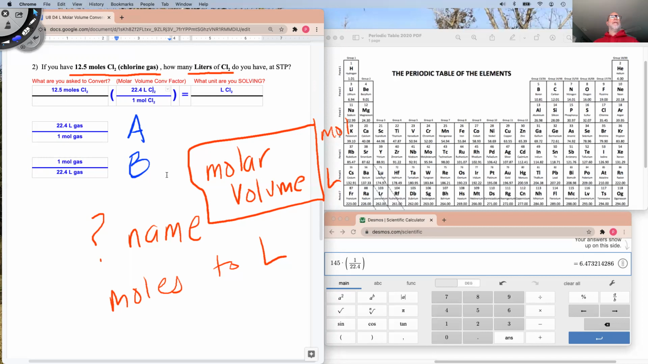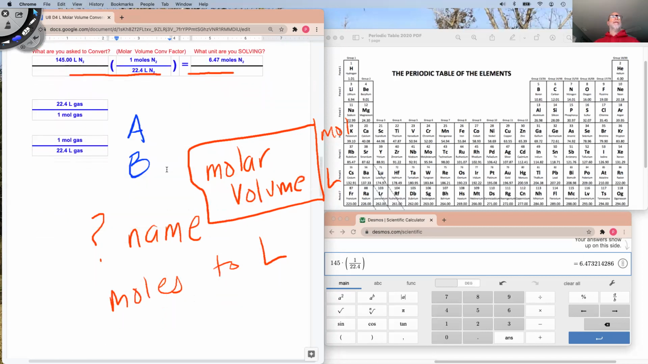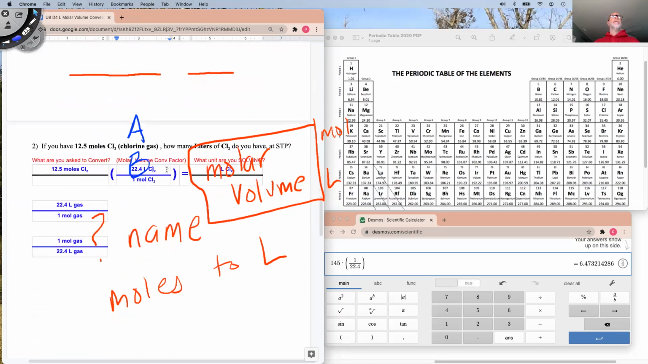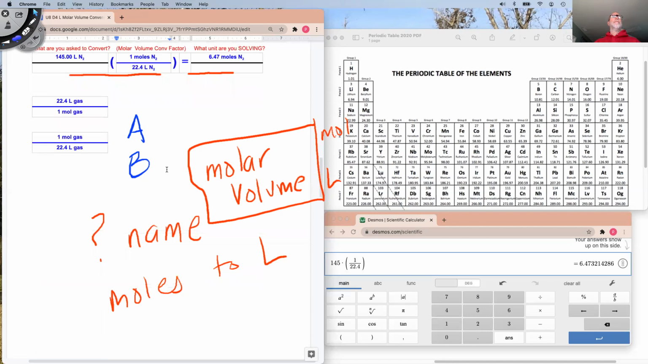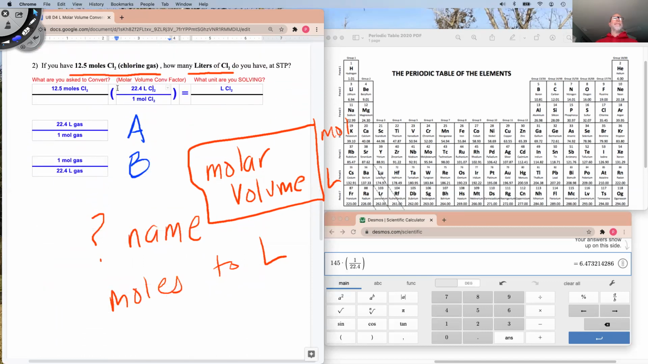Did I do that right? Did I just give the same example twice? Liters to moles, moles to liters. Oh, good. All right, so, ladies and gentlemen, what do we need to do? We need to multiply all the numbers on the top, divide the numbers on the bottom.